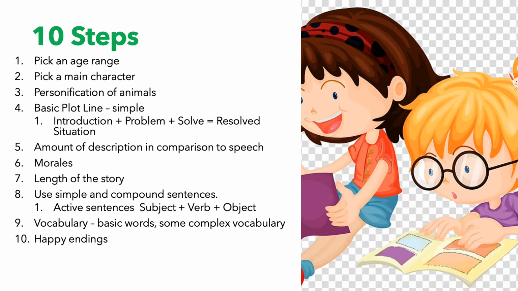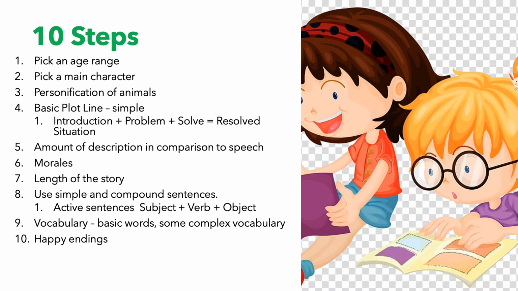Hey everyone, now we've watched the video, there's 10 steps we need to remember. You're going to start off by picking the age range that you're going to write your story for. Are you writing for little 2 and 3-year-olds? Or are you writing for 9, 10, 11-year-olds? So think about the difference in age you're going to write for.